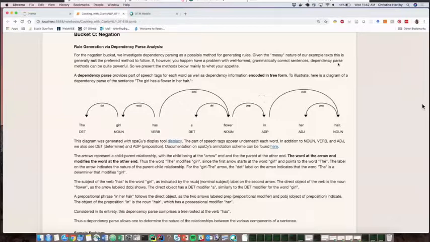The girl has a flower in her hair, and a visualization of the dependency parse tree using a tool called Displacy. We used the NLP library spaCy to generate this dependency parse, and they have an associated visualization tool called Displacy that generates these diagrams. You may be wondering exactly where the tree is in all this. The root node of the tree is the verb has. You can see it's the third token over. I know that's the root because I can start at the root, follow all the arrows, and visit all the words in the sentence.